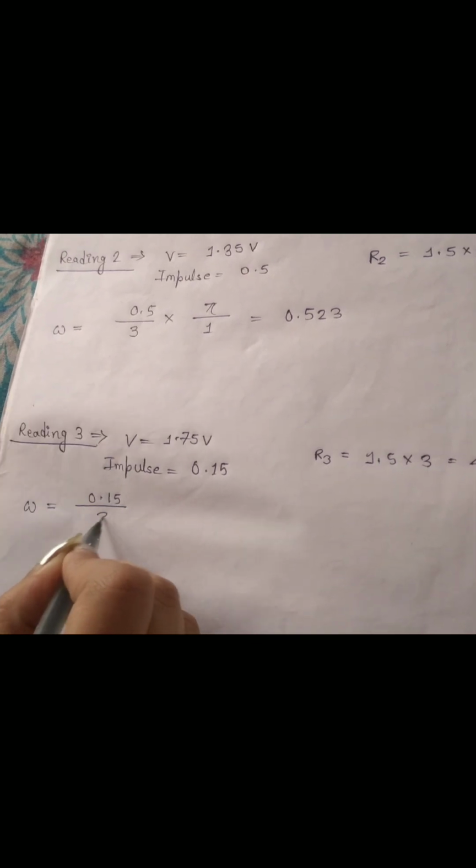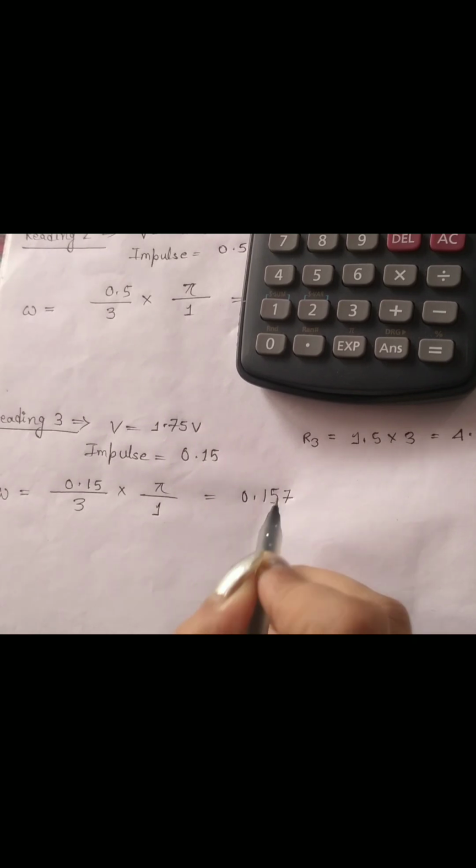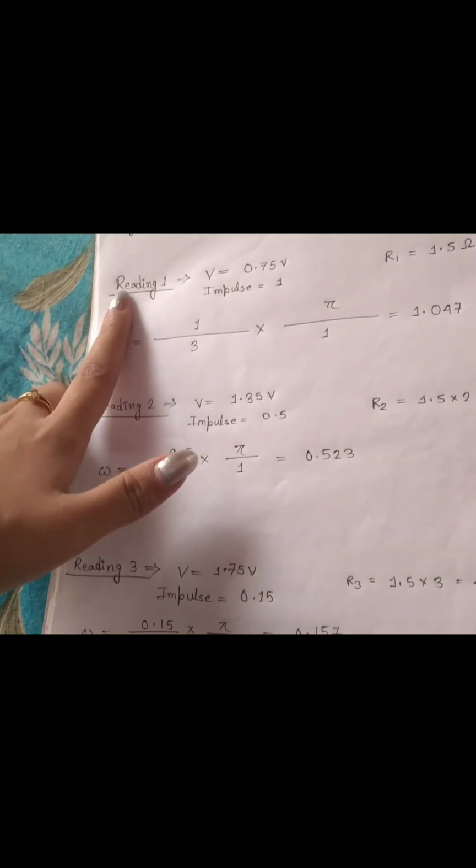Now for reading 3, we can calculate the angular velocity. The impulse is 0.15, the time interval is 3, into pi by number of slits, which is 1. We can calculate this: 0.15 divided by 3 into 3.142. We got 0.157. So here you can see that we calculated the angular velocity for each reading.